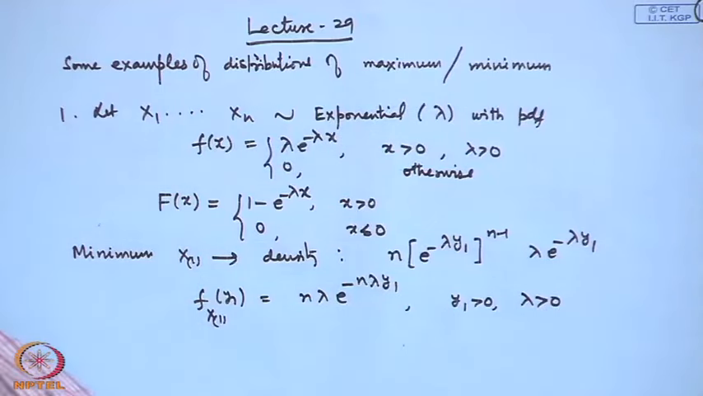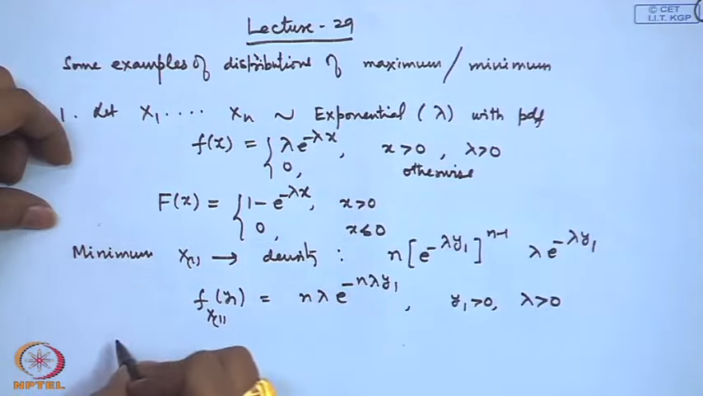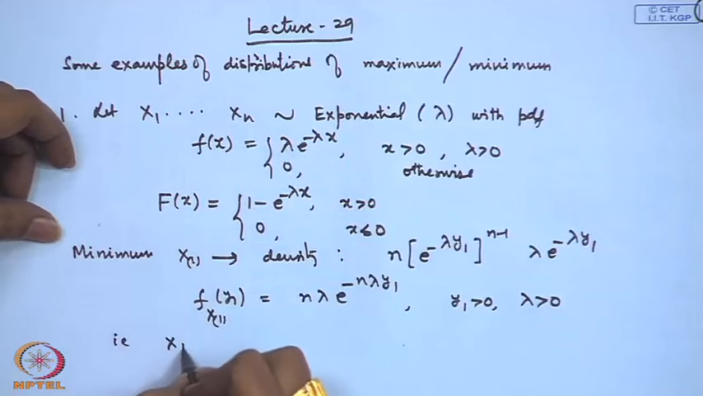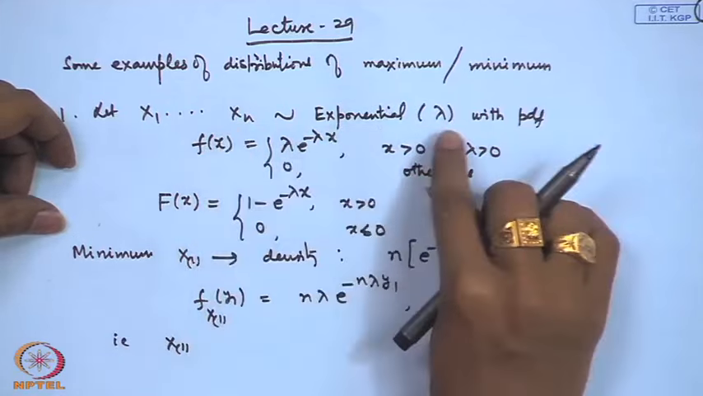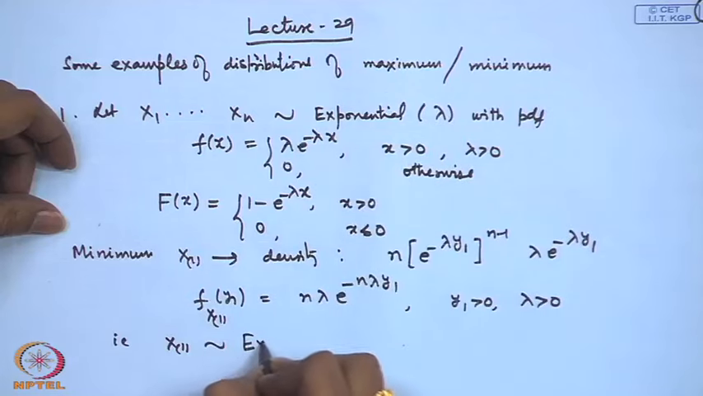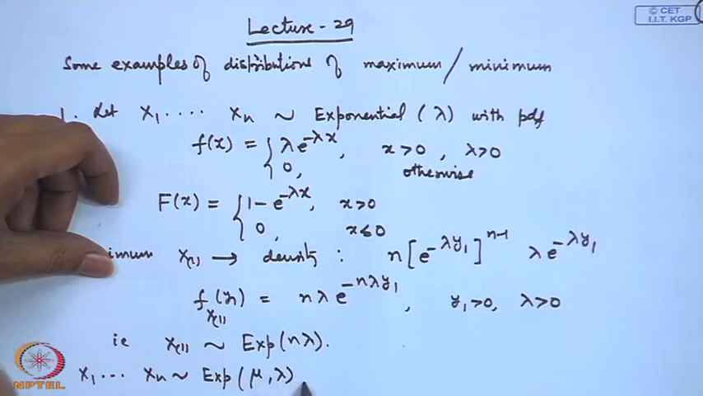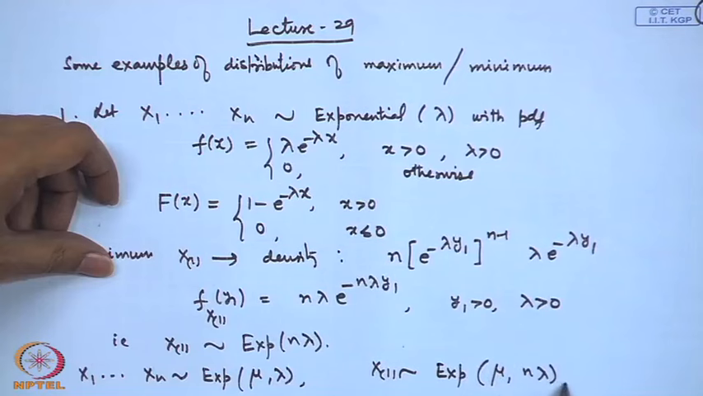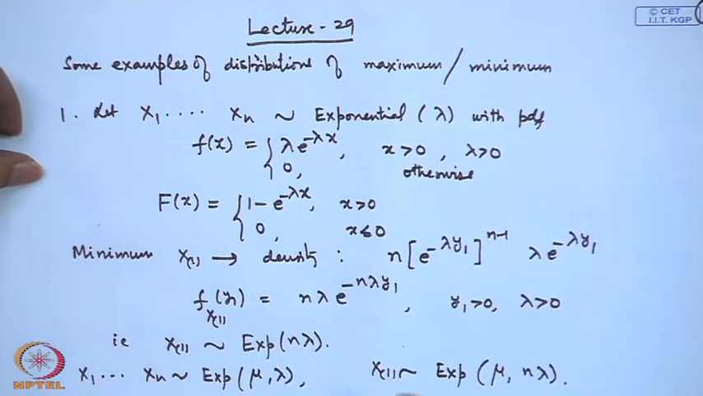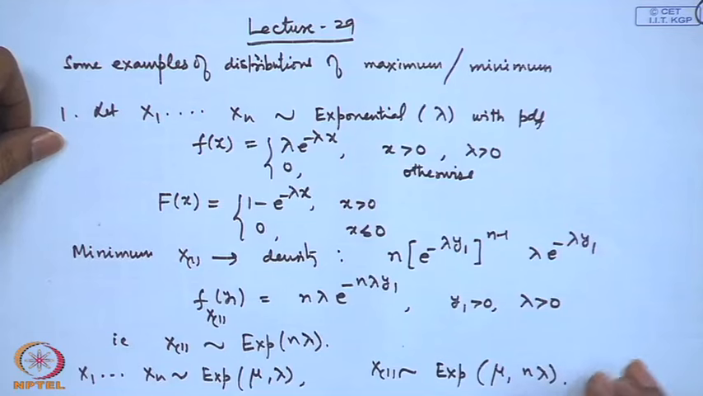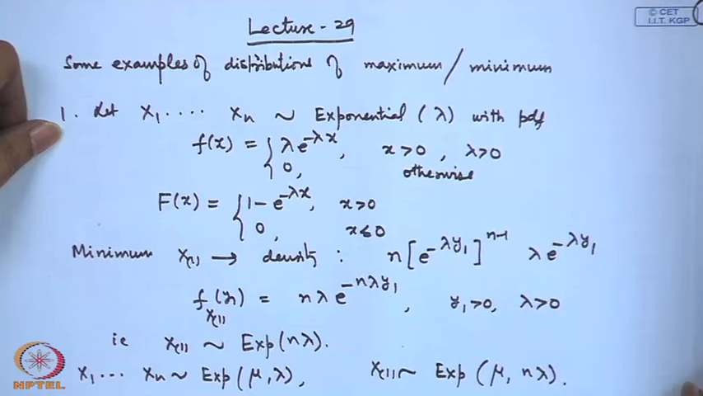Now, this is interesting because it is of the same form. If I am having Xi's exponential lambda, then the minimum is following exponential n lambda. A generalization of this could be that if I consider x1, x2, ..., xn following exponential with parameters mu and lambda, then you will have the minimum following exponential with mu and n lambda. So, this is interesting. The distribution of the minimum, when we are considering the observations from an exponential distribution, is again an exponentially distributed random variable.